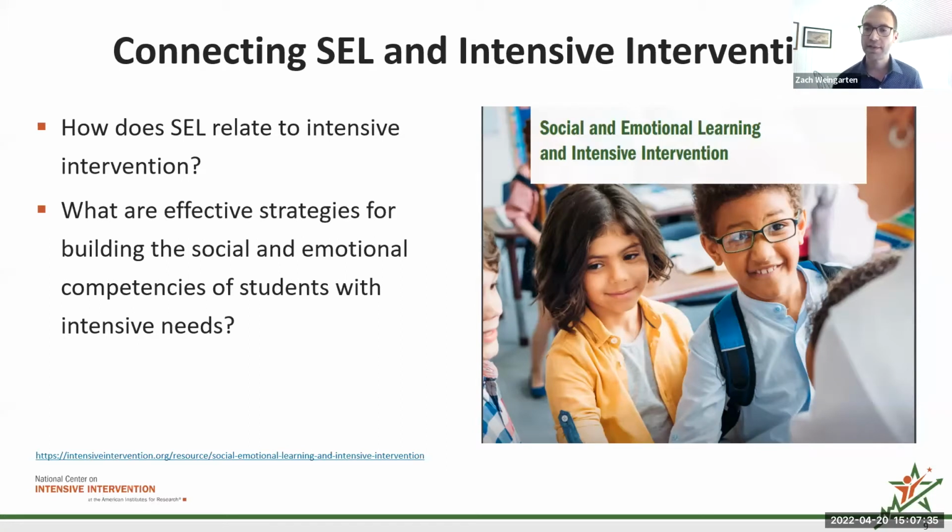About a year ago, we developed a brief on this topic, and the starting point for this brief was really questions that we received from around the country regarding the connection points between SEL and intensive intervention. And folks were interested in, how can we connect these two big ideas? We're doing a lot of work on SEL, and we know it's more important than ever given the pandemic and what we're seeing in our classrooms and our schools. And we know that there's more and more need for intensive intervention as well. So folks were interested in bringing these two big topics together.